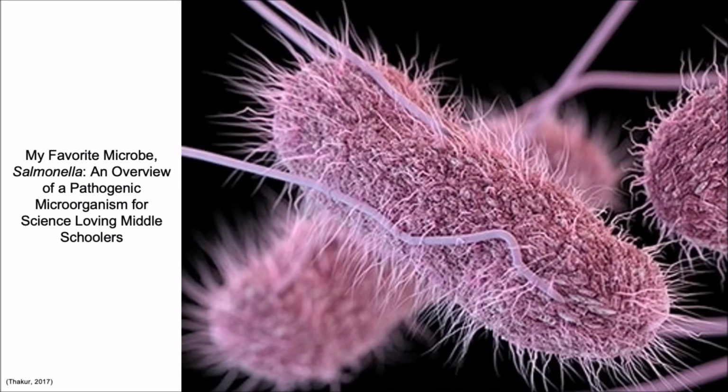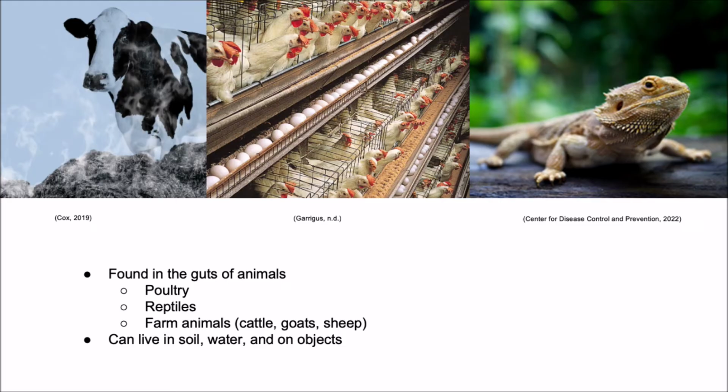Hi, I'd like to introduce you to my favorite microbe, Salmonella. This tiny microscopic organism lives in the guts of animals like poultry, reptiles, cattle, and other farm animals. For a time, it can also live in soil, water, and on inanimate objects.